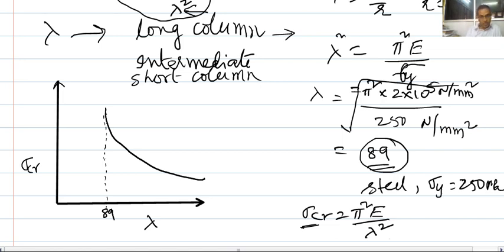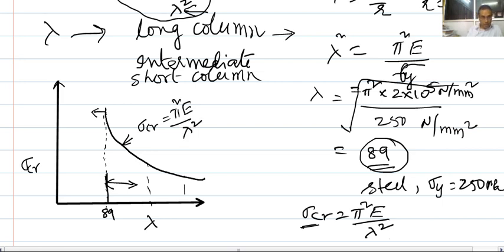Any value less than this, lambda less than 89, it is a strong, I mean short column. Now if you go on increasing here, you can start from here, an intermediate column somewhere, and from some point you can call it a long column. But my point is only that 89 is the critical lambda at which your Euler equation works. So, this is your Euler equation, sigma CR is equal to pi square E by lambda square. Very important, this one.